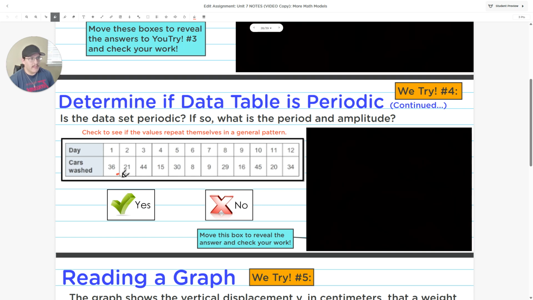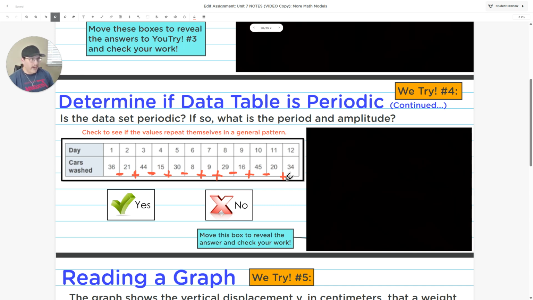36, 21, that's a minus. 21 to 44, there's a plus. 15 is a minus. 30 is a plus. 30 to 8 is a minus. 8 to 9 is a plus. 9 to 29 is a plus. 29 to 16 minus, plus, minus, and then plus.